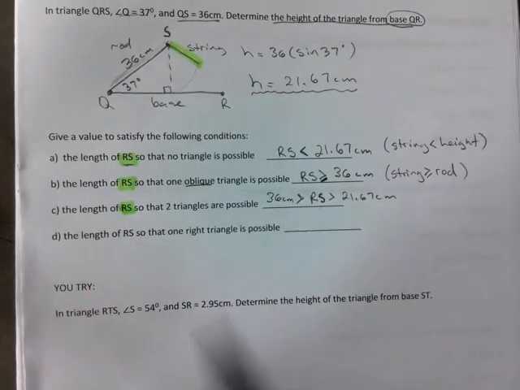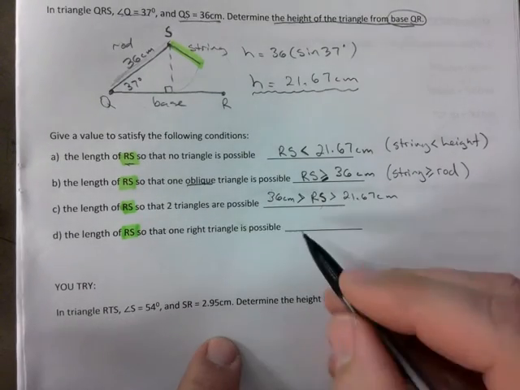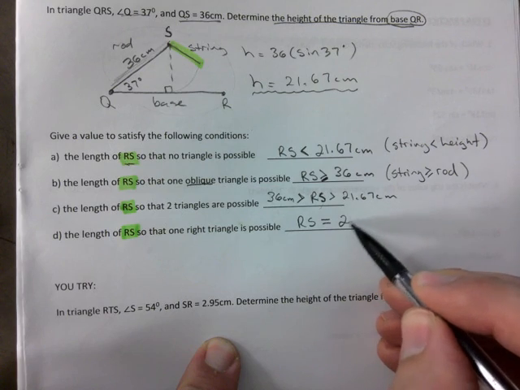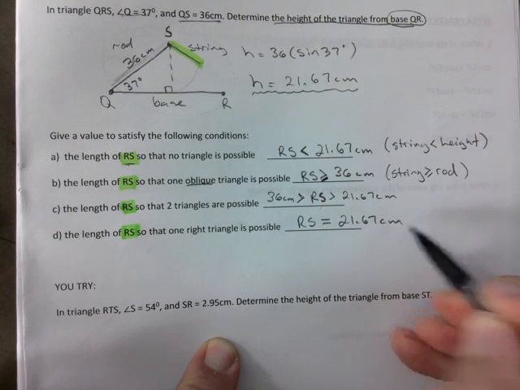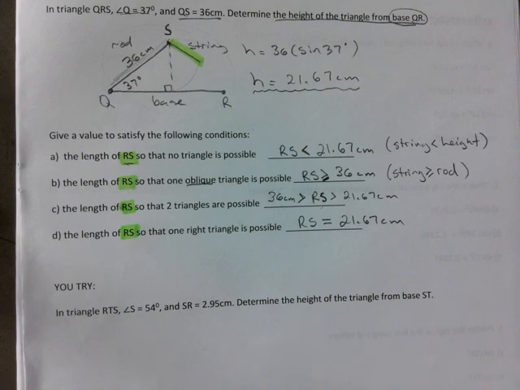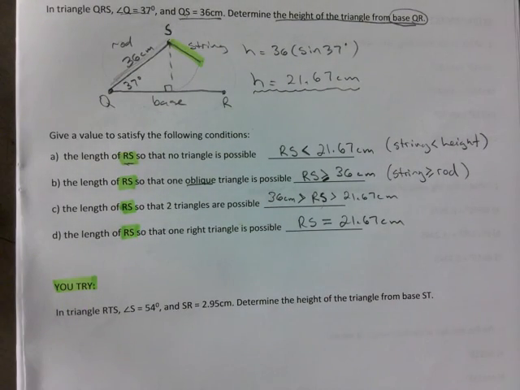The length of RS, so that if there's one right triangle, what would that be? RS would have to be exactly equal to the height. I just want you to be prepared for this. If it ever comes your way, you know how to do that. If you want to give that a try at the bottom one there, you try. I will give you the answers tomorrow to do that one. Thank you guys. You've got 4 minutes to spare, lots of time.